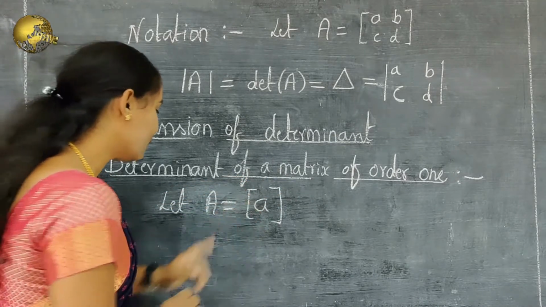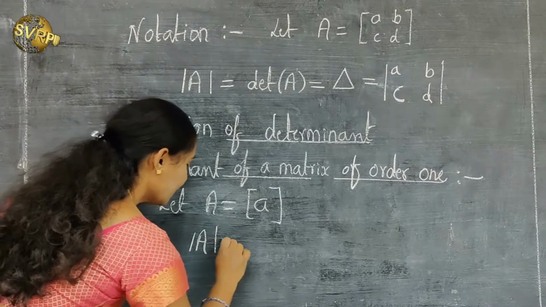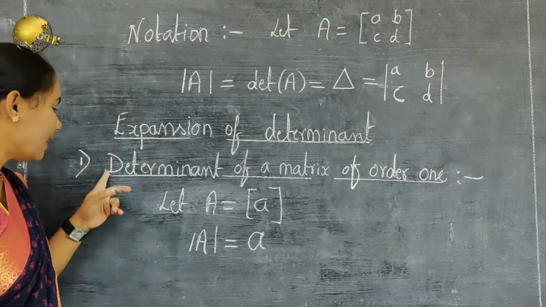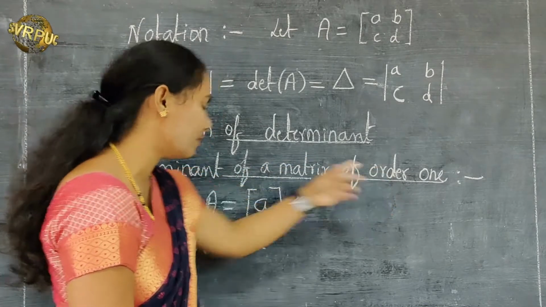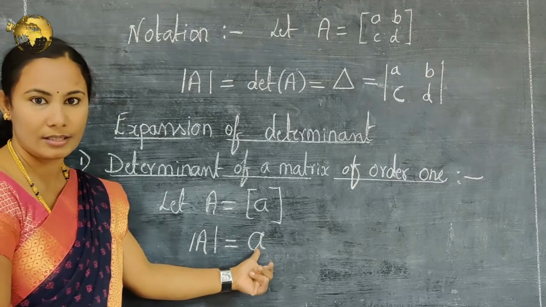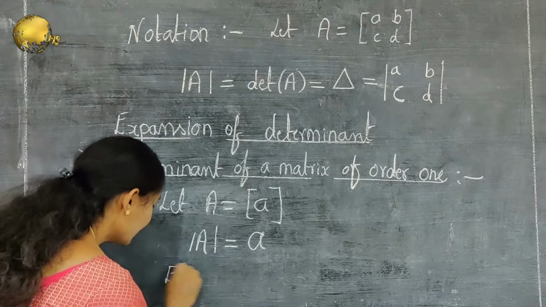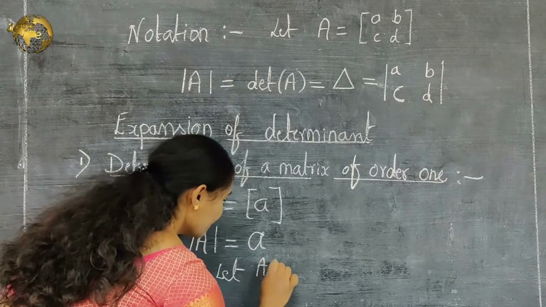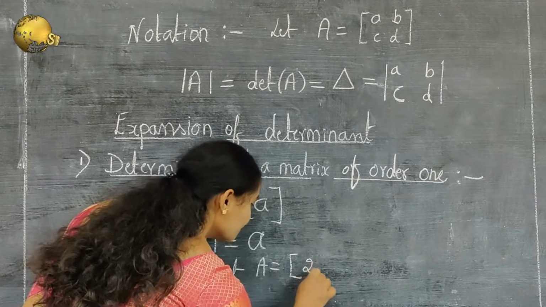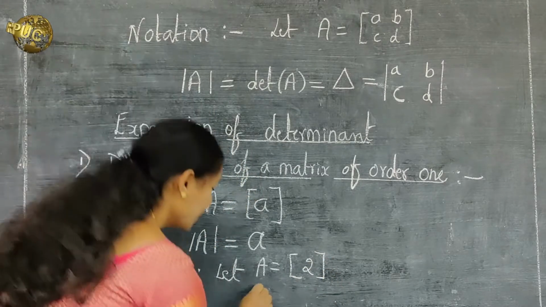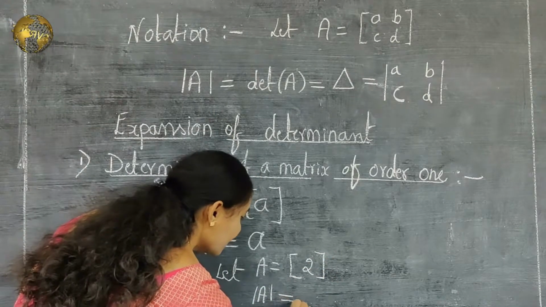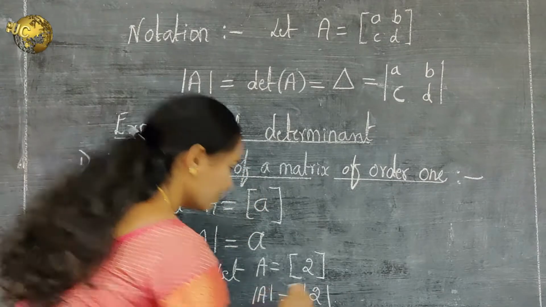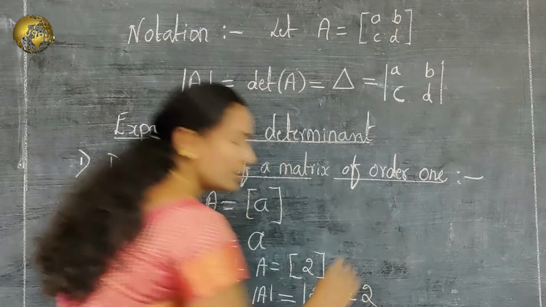So the determinant of this matrix A is always the element itself. That means the value of the determinant of a matrix of order 1 is the element itself. We will take one example for this. Example: let A be the matrix [2]. The determinant of A is 2 itself.